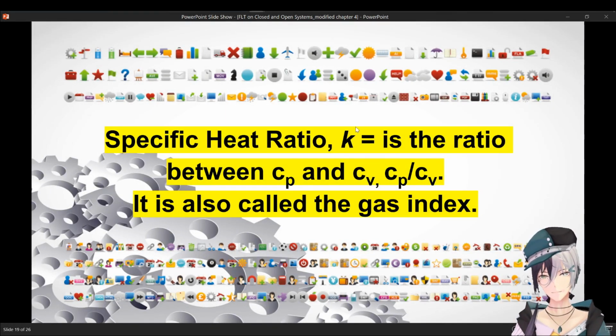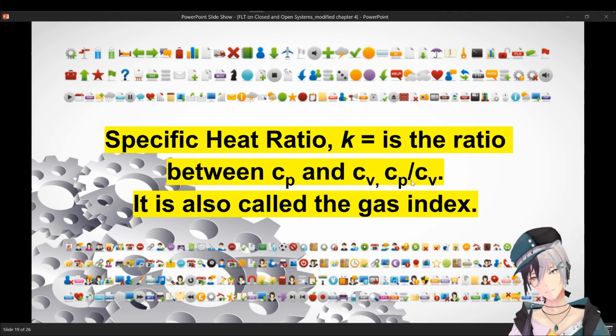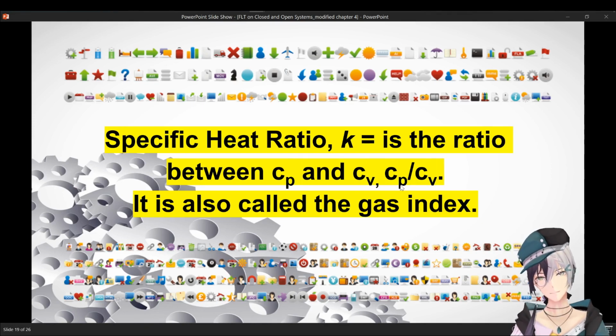And the specific heat ratio, K. Okay, so I have already shown you this one. So the ratio is specific heat at constant pressure divided by the specific heat at constant volume process. So another term for specific heat ratio is gas index. Okay, so please take note of this one, gas index.